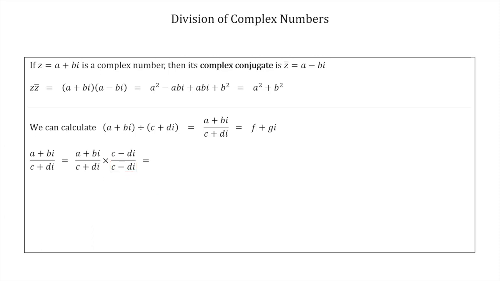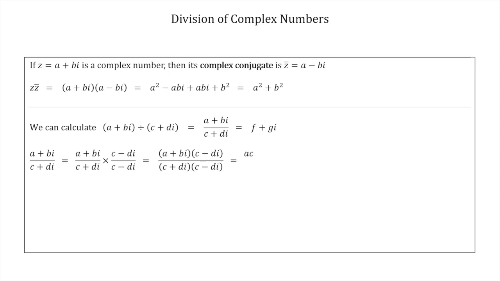So when we times these two things together, we get a plus bi over c minus di. That's just the numerators times together, and then we times the denominators together, and we get c plus di times c minus di. Now let's work out what these brackets are.